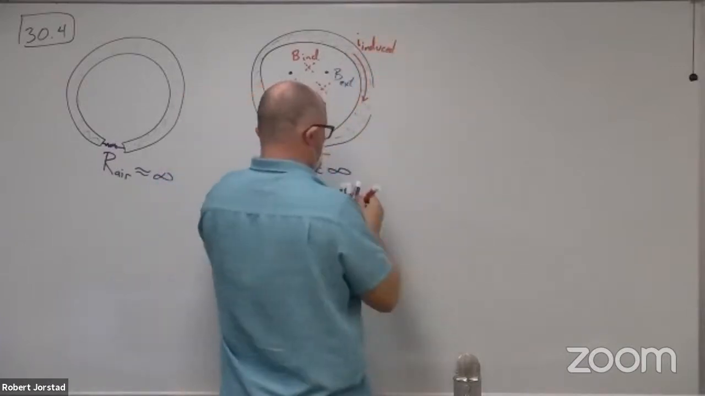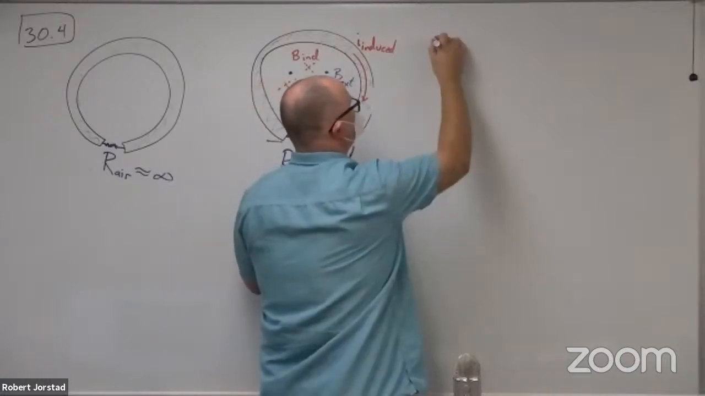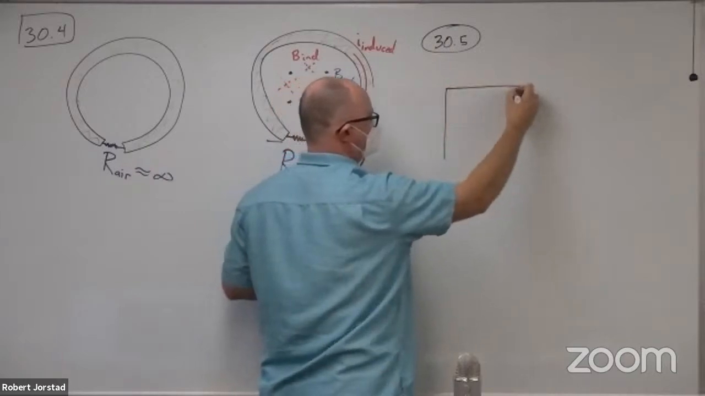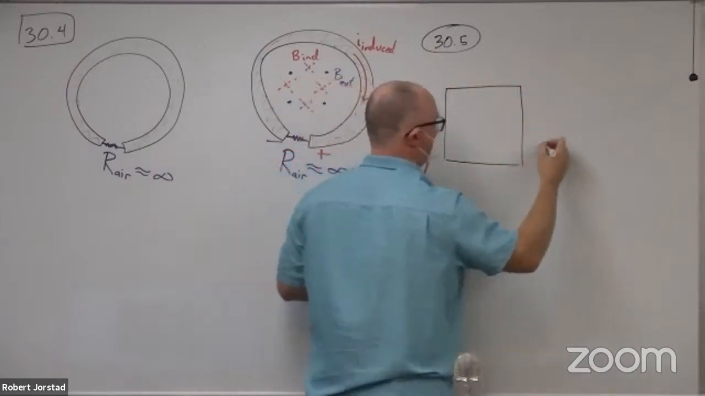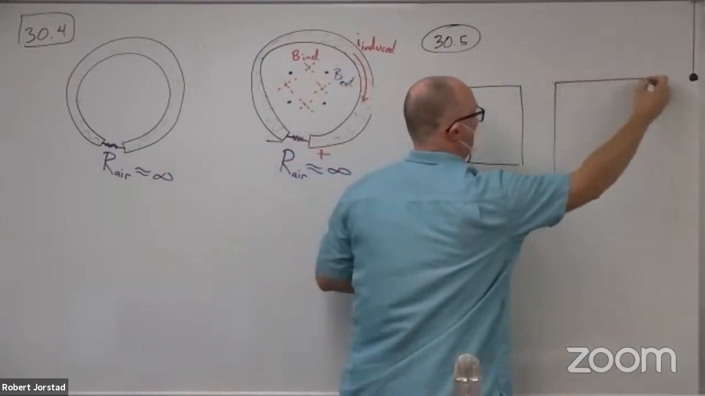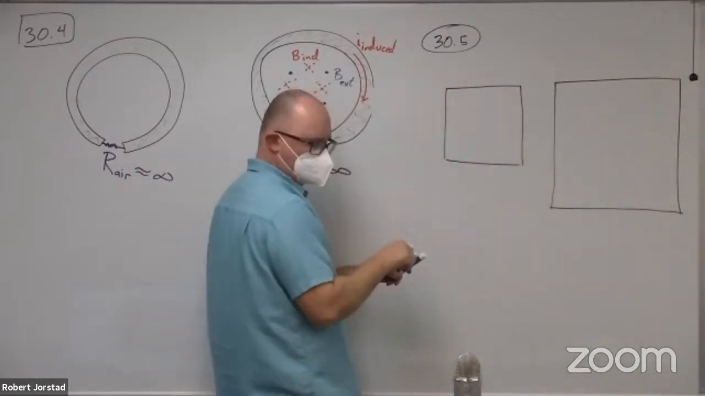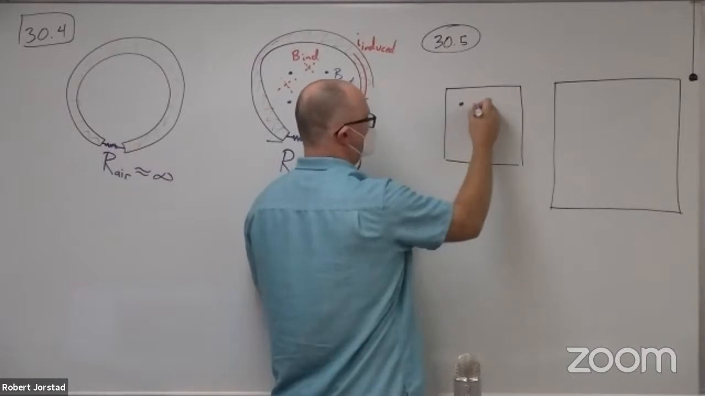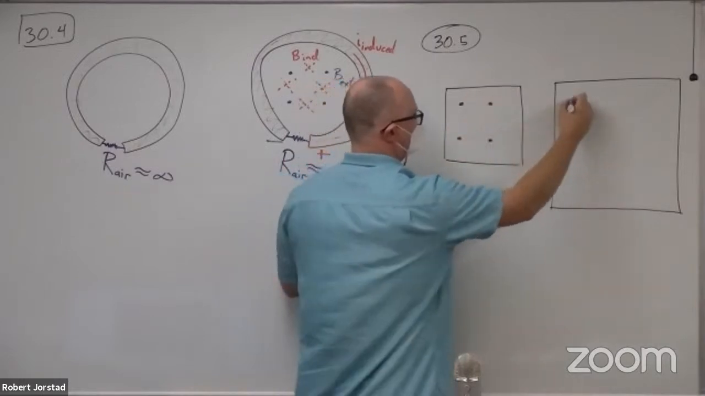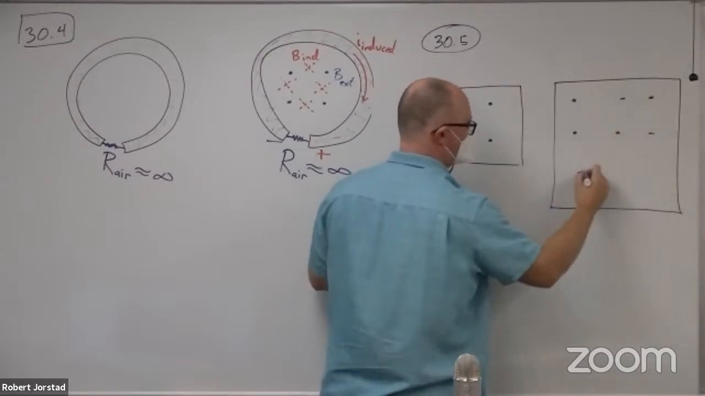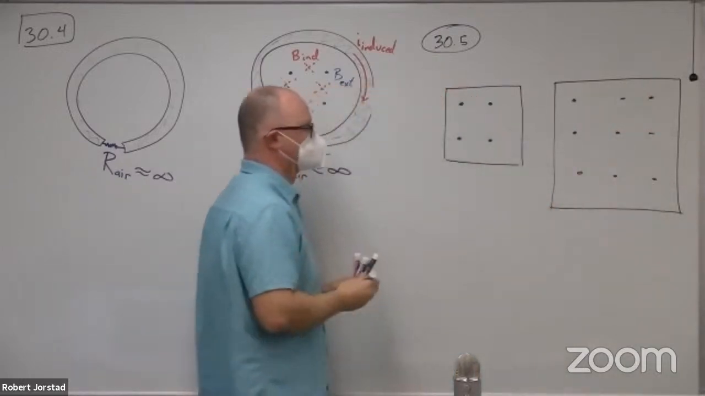All right, so let's do 30.5. This one's a little bit different, and you just got to trust me. It's going to build all day today, all right? We're doing something different here. I'm changing the size of the loop. Originally, we had a small amount of flux.